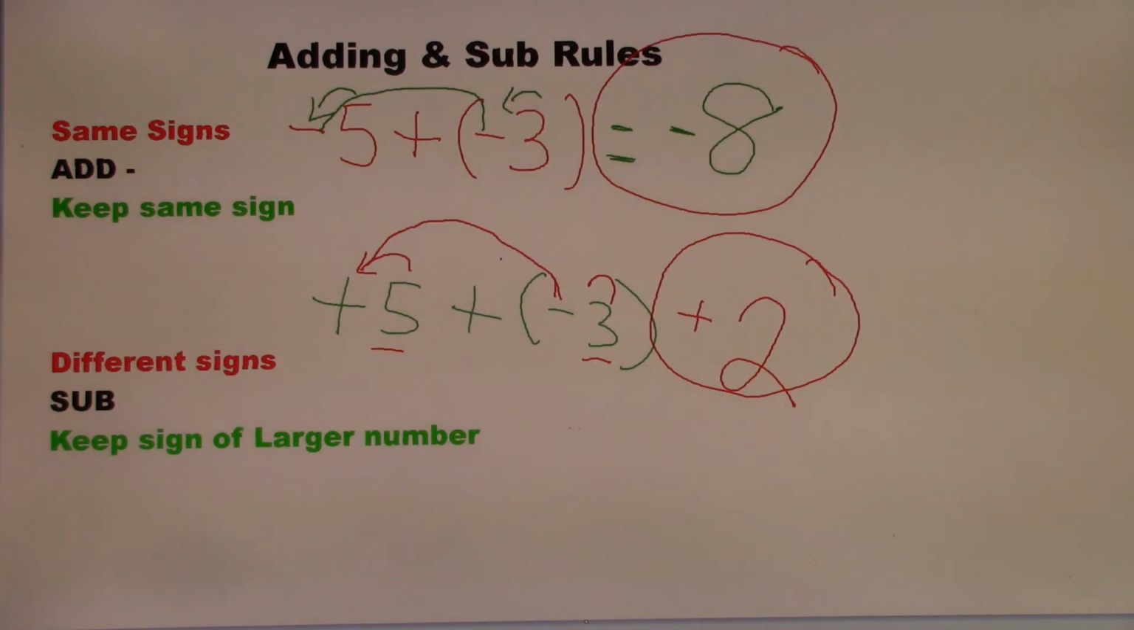Look over those once again. Write them down if you have to. If you have to sing them, say same sign add, keep same sign. Or if you have to say different sign subtract, keep the sign of the larger number. Do something, but know your adding and subtraction rules.